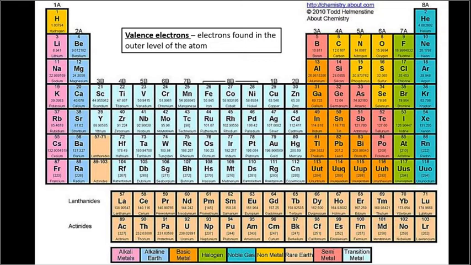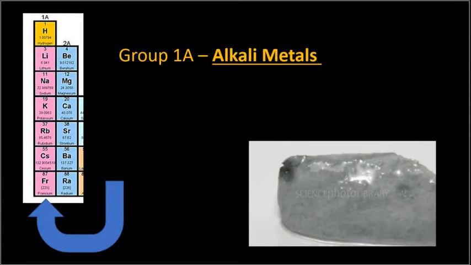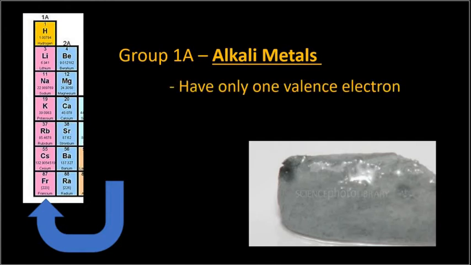Some of them have a wide variety, but there's always something that's in common between them. Okay, first group, group 1A, are called the alkali metals. This includes metals like sodium, potassium, lithium, and they're all in this 1A. Now, as you now know, if it is in group 1A, it automatically has 1 valence electron.